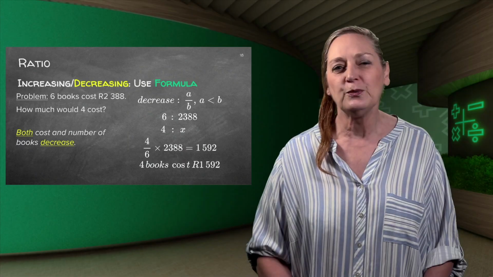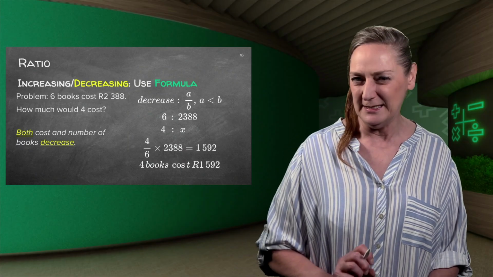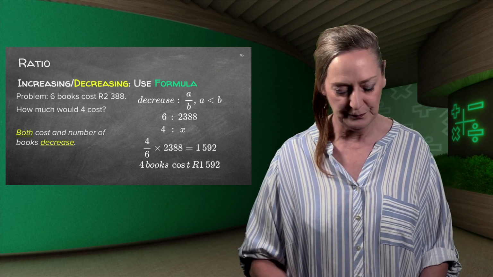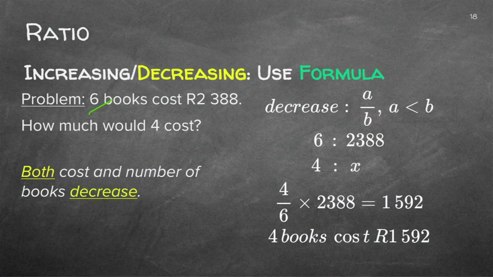I just want to show you what happens when both units are decreasing, because that's still ratio, that's still direct proportion. So I'm now going to decrease 6 books to 4 books, meaning I'm going to ask how much do 4 books cost. Both the 2 units or quantities are decreasing, but this is now where the difference comes in. When you decrease, the numerator is now the smaller one and the denominator is the bigger one.